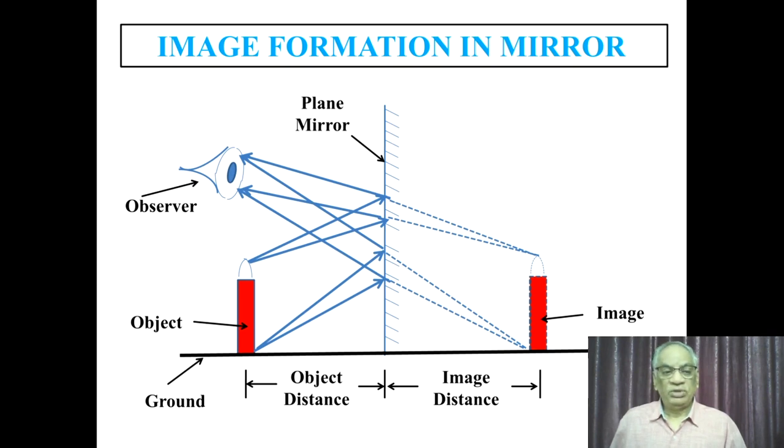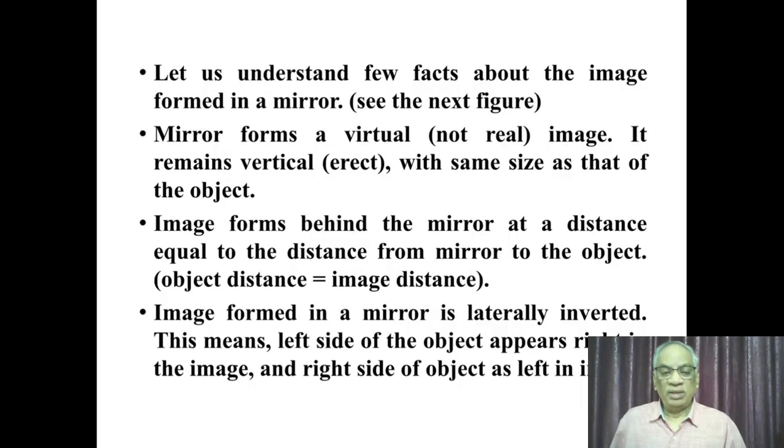The image formed in the mirror is laterally inverted. That means though it is standing vertical, the left and right directions are interchanged. The left side of the object appears as the right side in the image, and the right side of the object appears as the left side in the image. That is called lateral inversion of the image formed in mirrors.